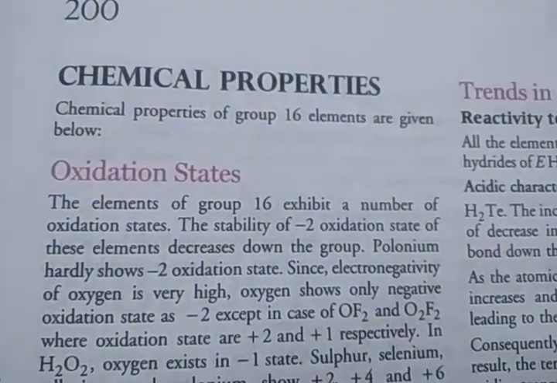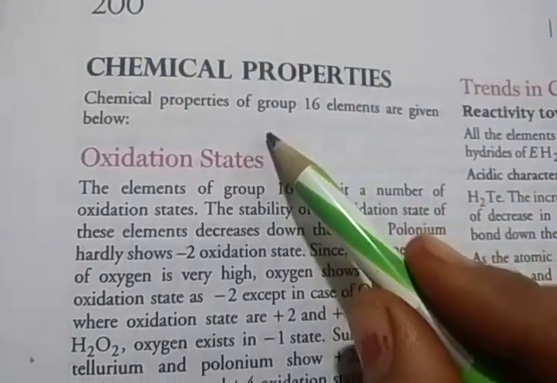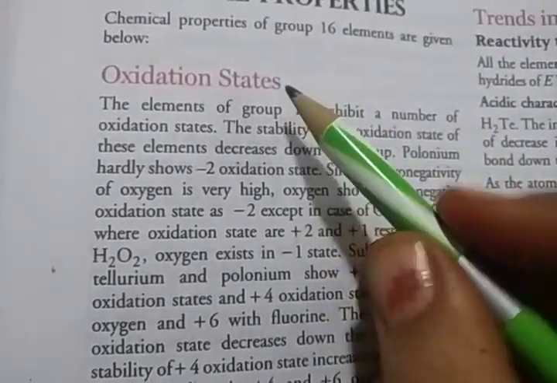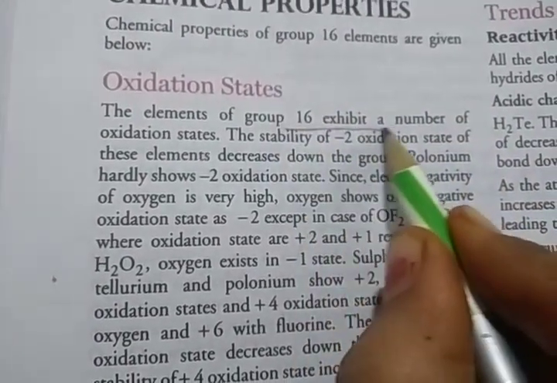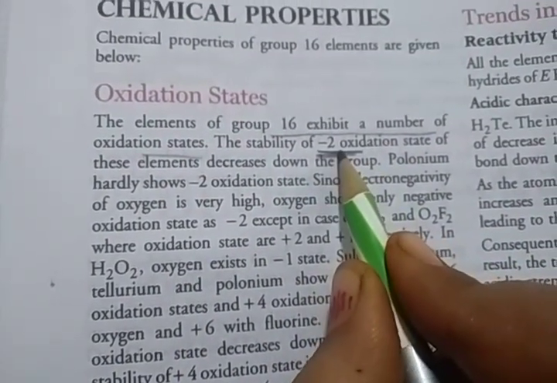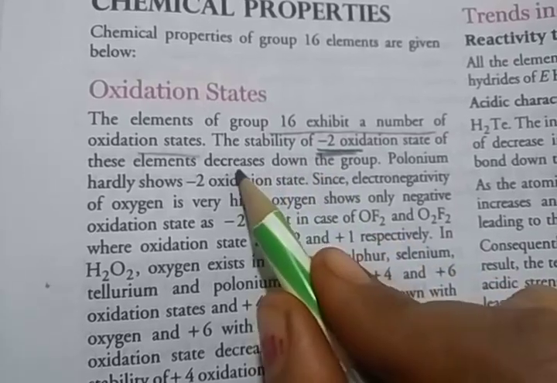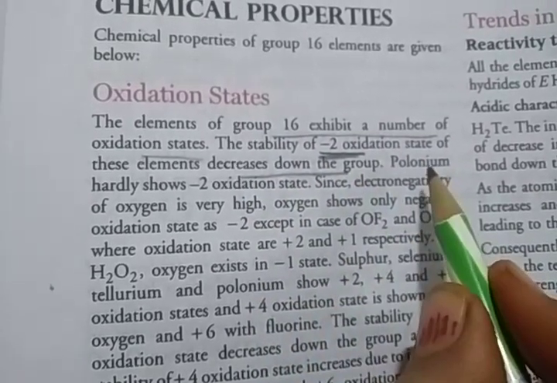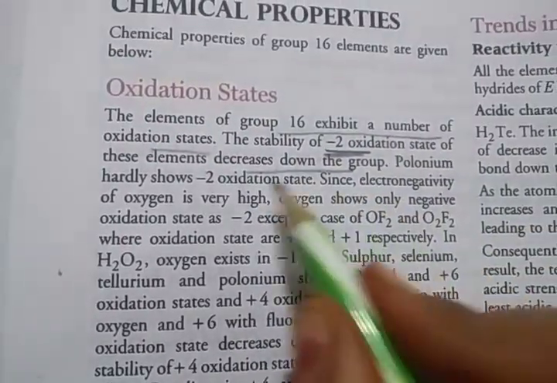The next topic is chemical properties. In chemical properties, first discuss oxidation state. Group 16 exhibits a number of oxidation states. So stability of the -2 oxidation state decreases down the group. So polonium hardly shows the -2 oxidation state.